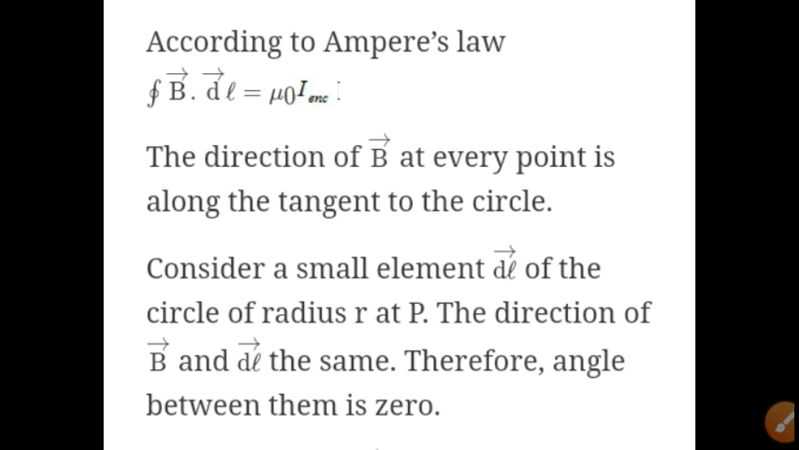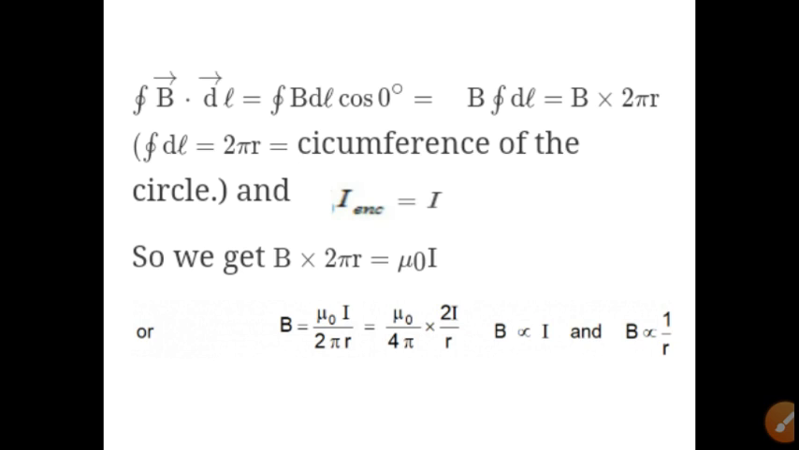Now, according to Ampere's law, closed integral vector B dot vector dl is equal to mu0 I enclosed. The direction of B at every point is along the tangent to the circle. Consider a small element dl of the circle of radius r at P. The direction of vector B and vector dl are the same. Therefore, the angle between them is 0. That is, closed integral vector B dot vector dl is equal to closed integral B dl cos 0, which is equal to B integral dl, which is equal to B into 2 pi r, where integral dl is equal to 2 pi r, the circumference of the circle, and I enclosed is equal to I.